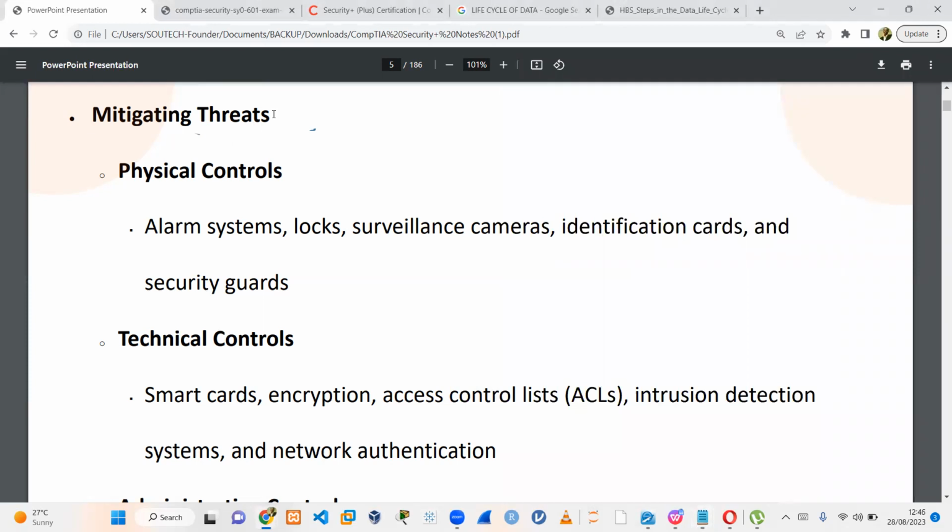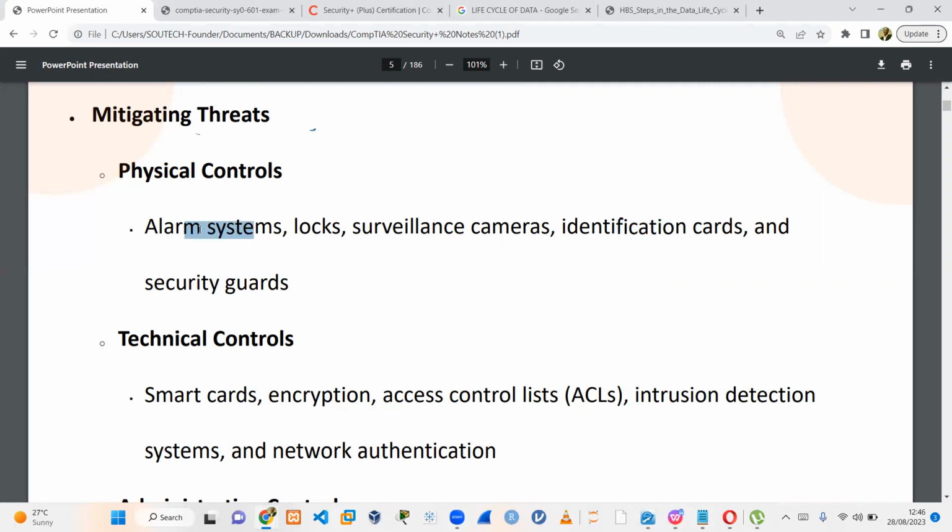So how do we mitigate some of these threats? So we have physical controls. Now, ask yourself, what is the business of a security analyst? What does it have to do with surveillance cameras? Why is he going to be disturbing himself about access control, swipe cards, RFID cards, NFC cards, security guards, alert systems? Why does he need to have that knowledge?